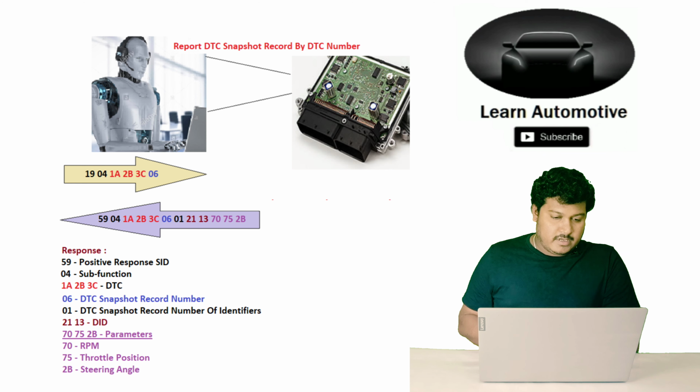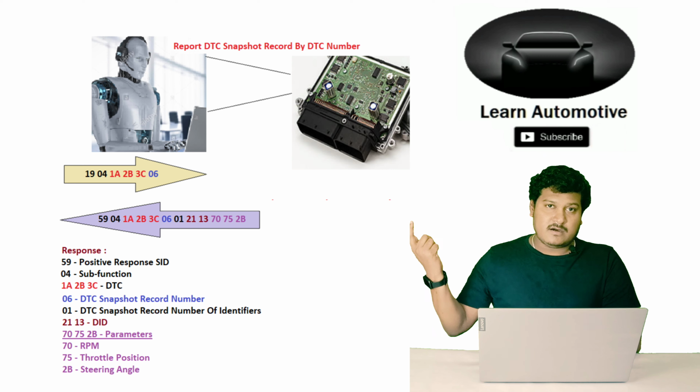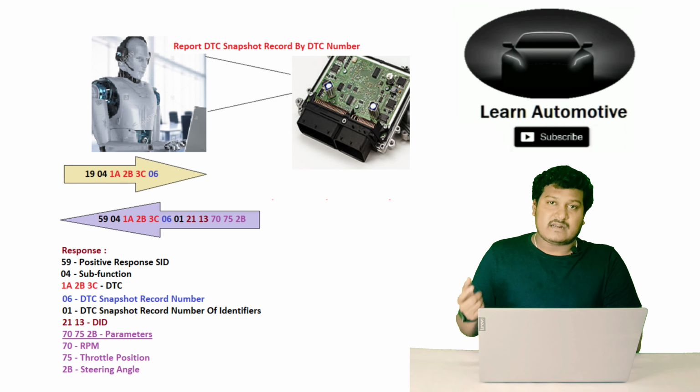See, here the request I'm going to give is 1904. So 19 is again the service, 04 is the subfunction, then 1A, 2B, 3C is a DTC. The last DTC we got, right? For the subfunction 3. The same DTC we are giving as input, and 06 again we are giving as the DTC snapshot record number, what we got from the previous subfunction, that we are giving as a request here.